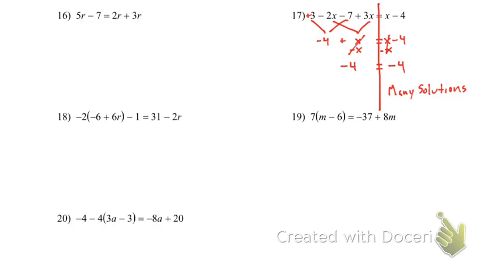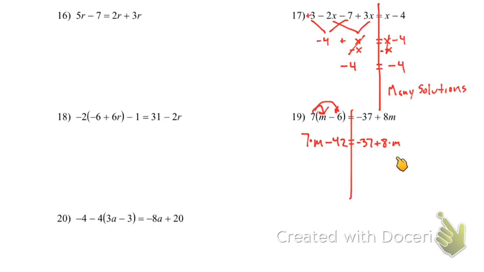All right, let's jump down to number 19. Let's clean up the left side. We have to distribute. So it's 7m, or 7 times m, and negative 42. The right side does not need to be cleaned up, so it's negative 37 plus 8 times m.